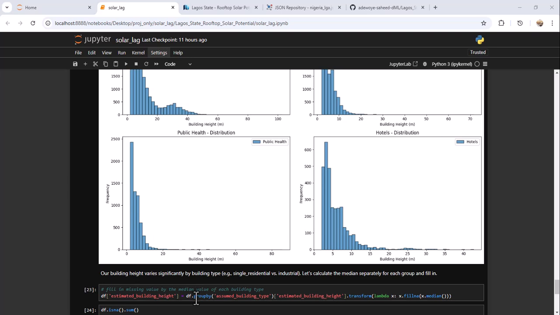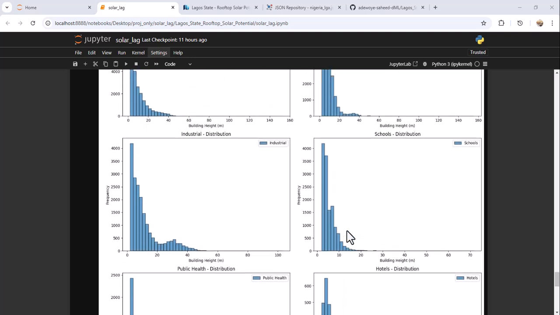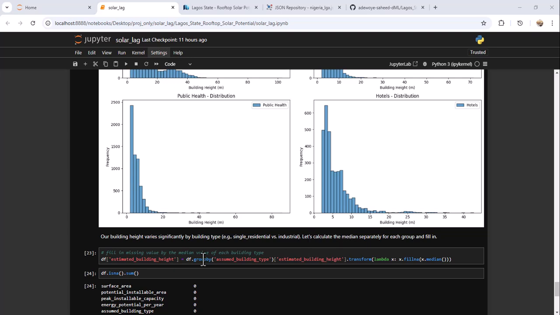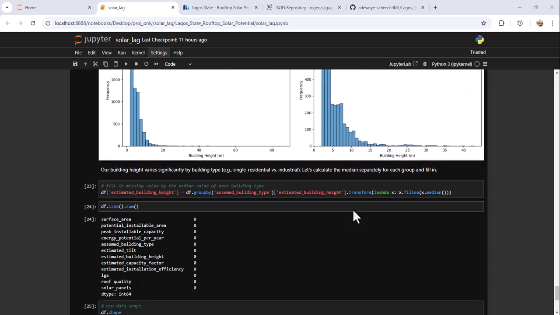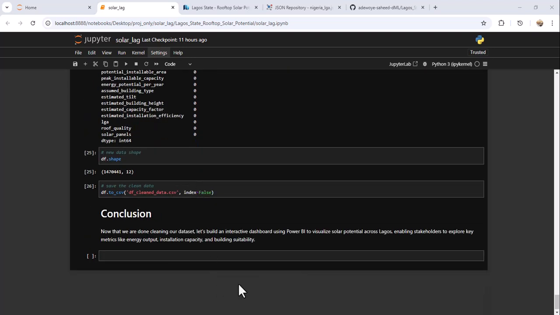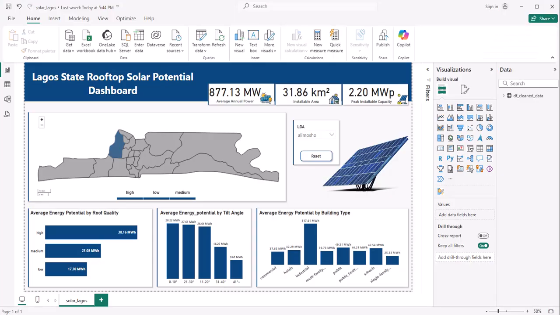For that, I grouped my datasets by the building type and found the median for each building type subcategory, then I filled in the median for each of them. And from there, I rechecked the dataset and found out that my dataset is clean. Then I saved that. Alright, let's move to the visualization part.